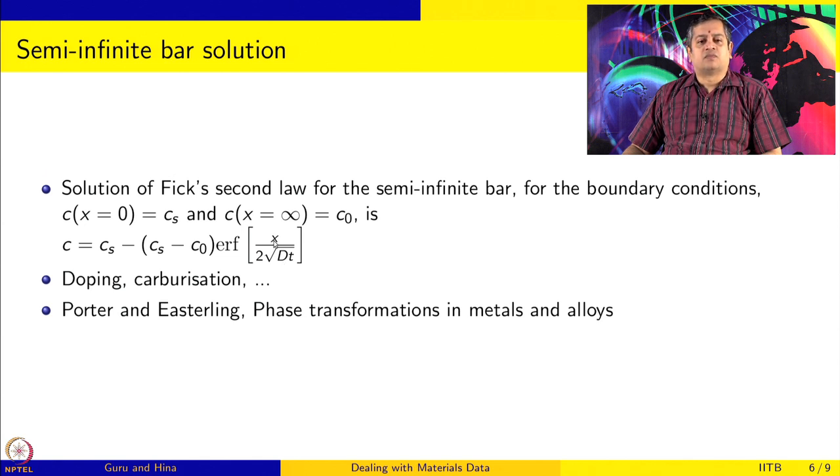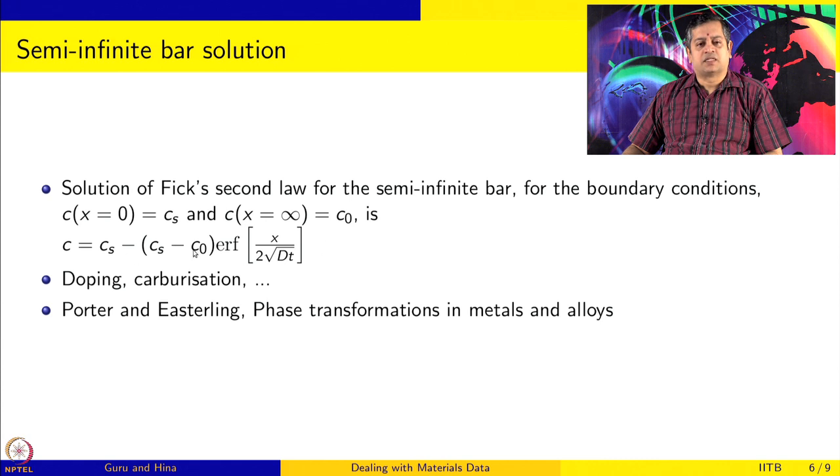And so this is nothing but surface concentration minus the difference between surface concentration and far field concentration, times the error function of x by 2 root Dt. And this solution of Fick's second law is relevant for cases such as doping and carburization, etc. Because in these cases, you can think of a material which has some given amount of concentration, and on the surface we start increasing the concentration so that there is diffusion that takes place into the material. So, as time goes by, the concentration keeps changing in the material.